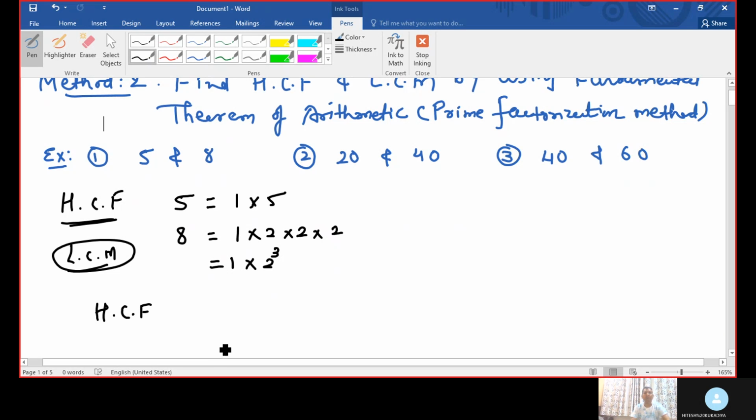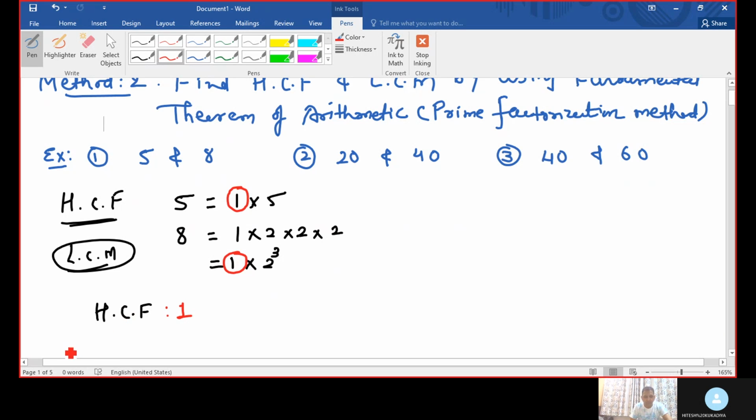HCF, highest common factor. What is the meaning? Highest common factor. First we find which numbers are common in these two sets of factors. Which numbers are common? Look here. Only 1 is common, right? So here HCF is 1, only 1.